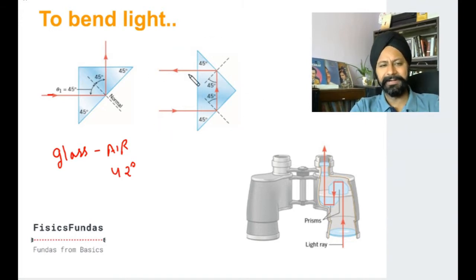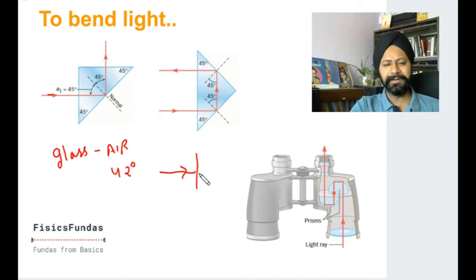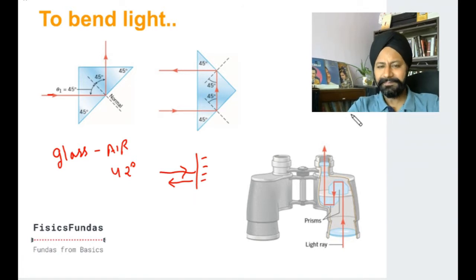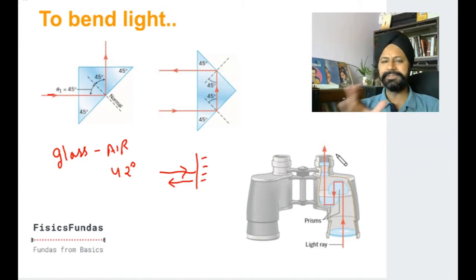So there is one internal reflection happening here, and then another here. So light has been bent 100% by 180 degrees. Had this been a mirror, it is not 100% because it absorbs light. We use this in binoculars, where we have to bend the light. We could have used mirrors, but mirrors are not going to be reflecting 100% of it. So note the word total internal reflection.